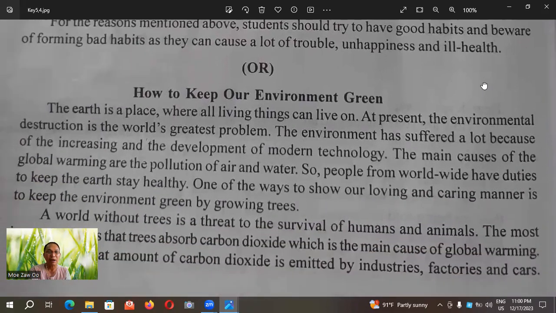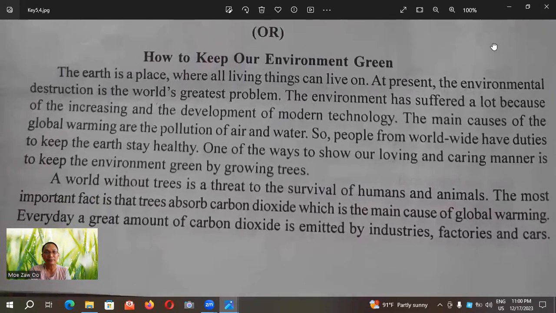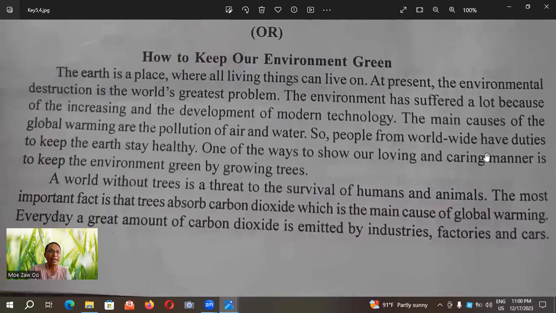Second essay: how to keep our environment green. The earth is a place where all living beings can live. At present, environmental destruction is the world's greatest problem. The environment has suffered a lot because of the increasing development of modern technology.